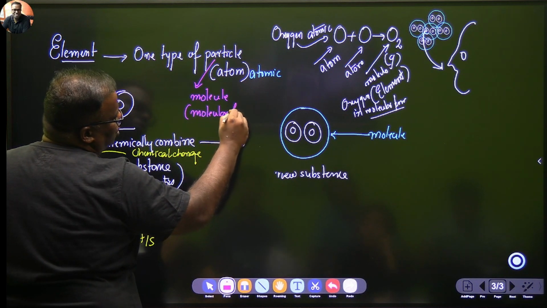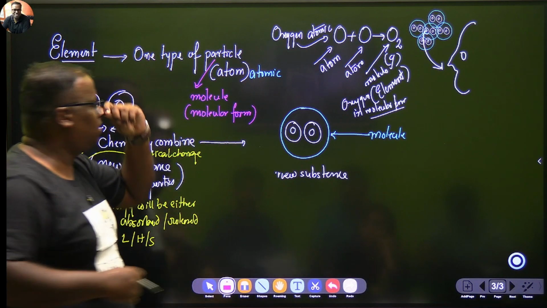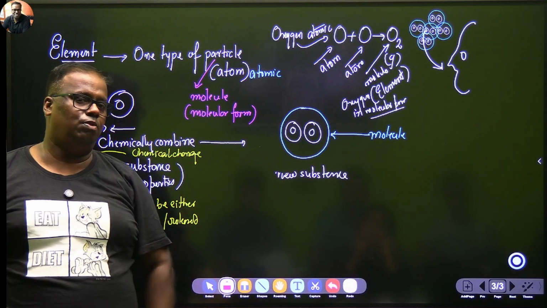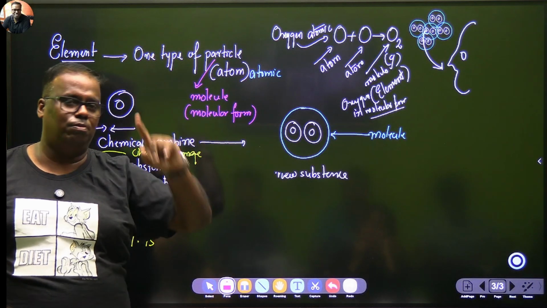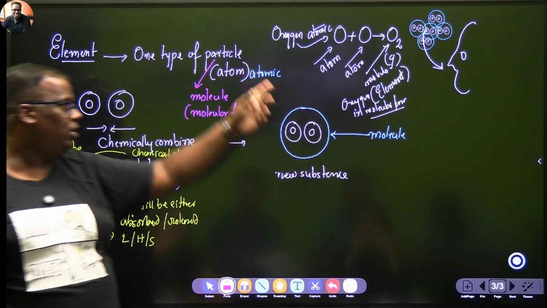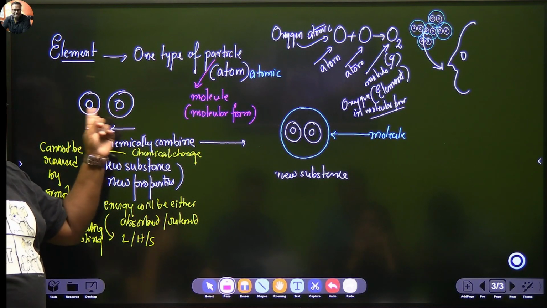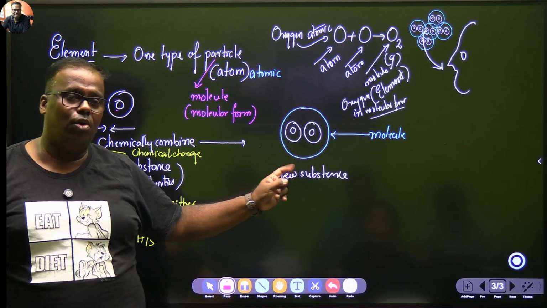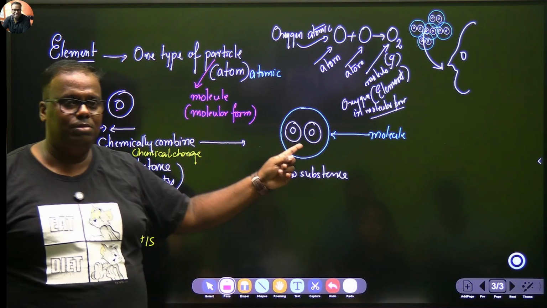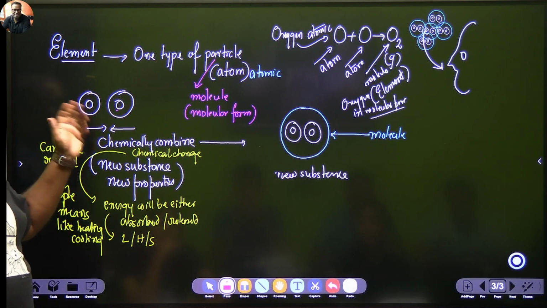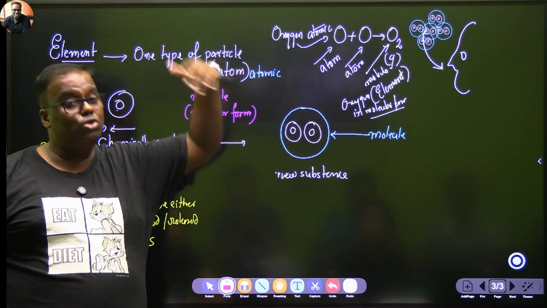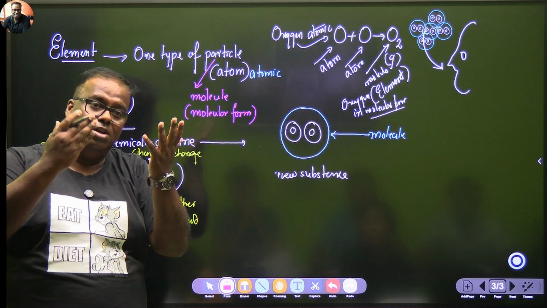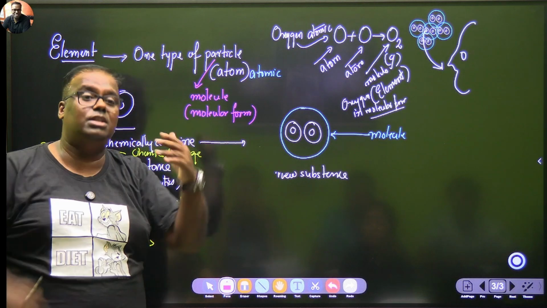Now, children, let's revisit. What is the criteria for somebody to become an element? For somebody to be an element, he should be a pure substance. What is the definition of a pure substance? A pure substance has one type of particle. Let us look at oxygen. When we look at oxygen in this form, is it one type of particle? Yes. Therefore, this is known as the molecular form. This is known as the atomic form. Both are actually elements. जैसे ओजोन में जब हम जाते हैं ना, 3 ऑक्सीजन एटम, O3, very good, O3. That is also oxygen as an element only, but in a different molecular form.